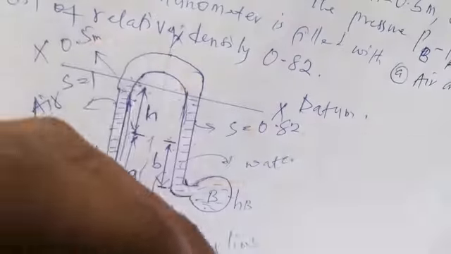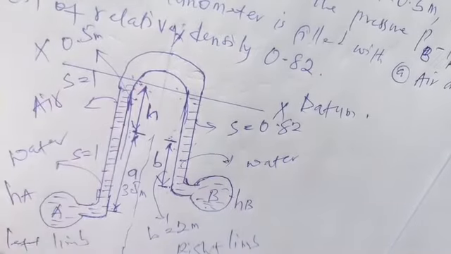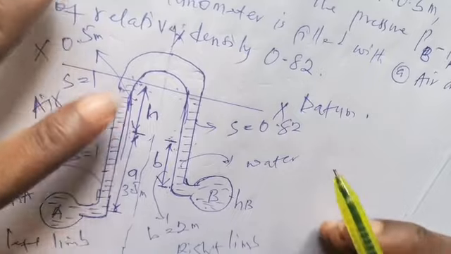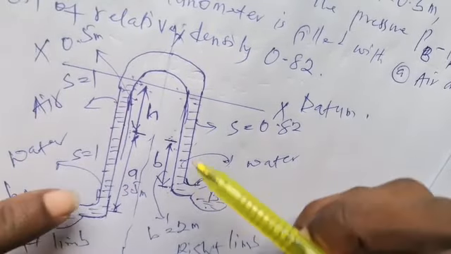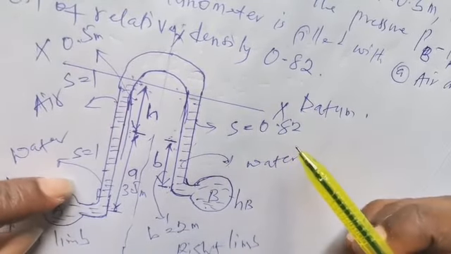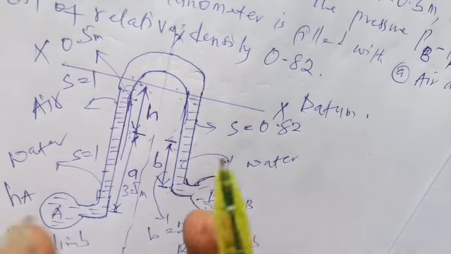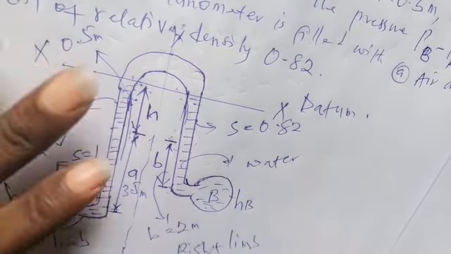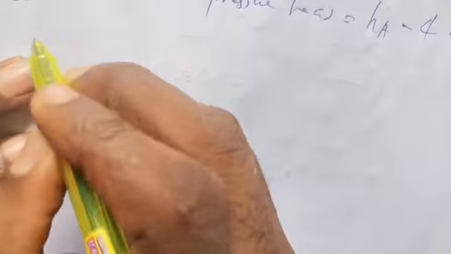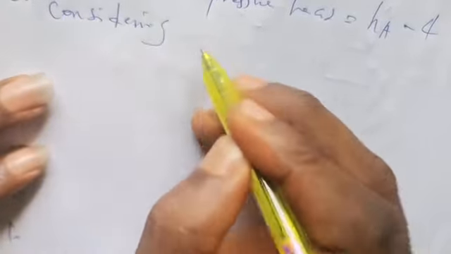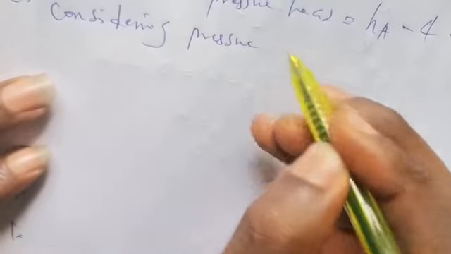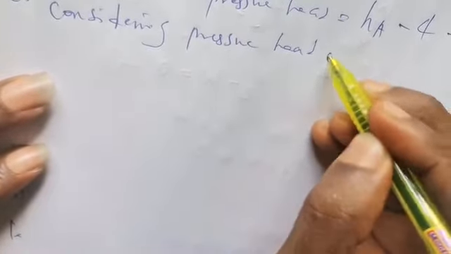Now let's consider that on the right limb. We're done with this now. We are considering the ones on the right limb. Not forgetting, we are given a liquid here of specific gravity 0.82. The same thing we do, we now consider the pressure head on the right limb.